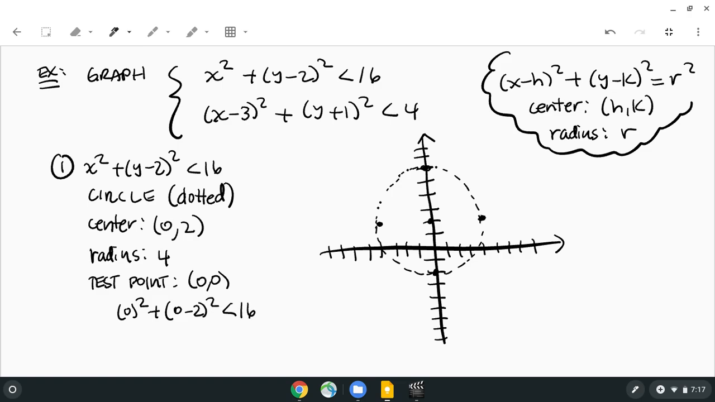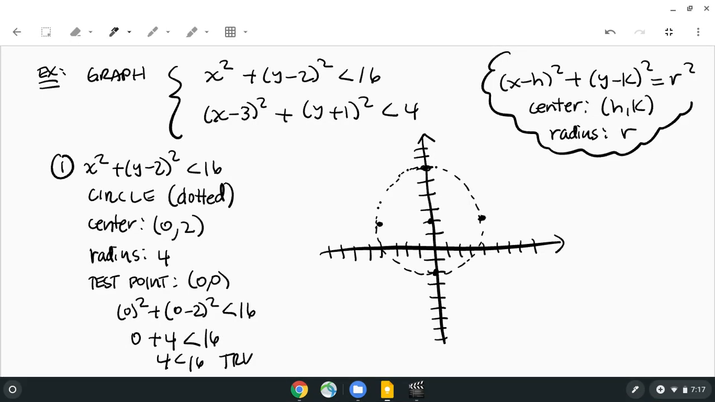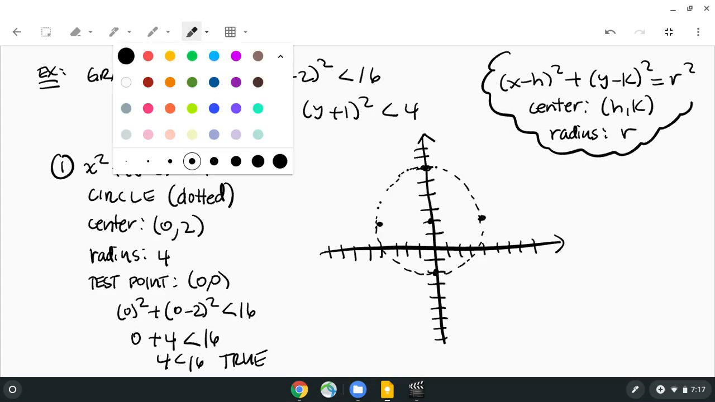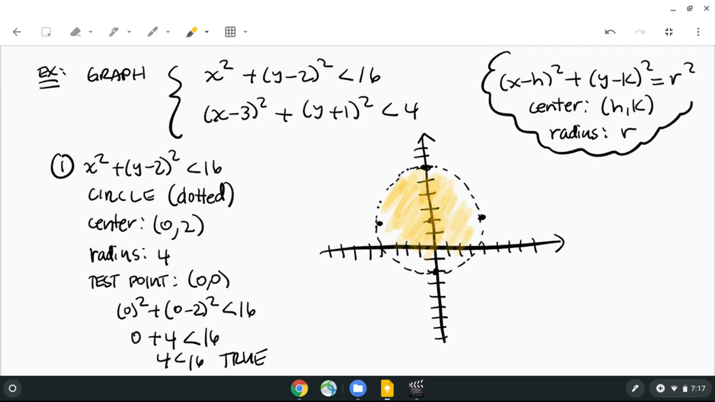So I get 0 plus 4 is less than 16. 4 is less than 16. That's true. So (0, 0) is inside the circle, not outside the circle. So I will shade inside the circle where (0, 0) is, which is right there. So this is the solution to the first inequality.